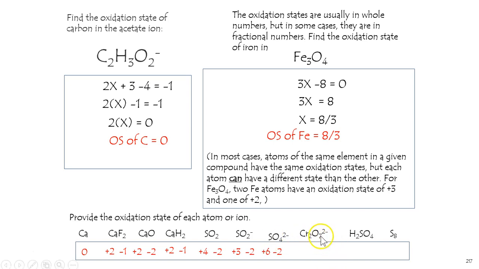Here, dichromate. -14 plus that doubled will still be -2, so we better go only to +12. That means chromium is 6. Did you follow that? 6 times 2 is 12, but 7 times -2 is -14. That will make it -2, so I get 6 and -2.